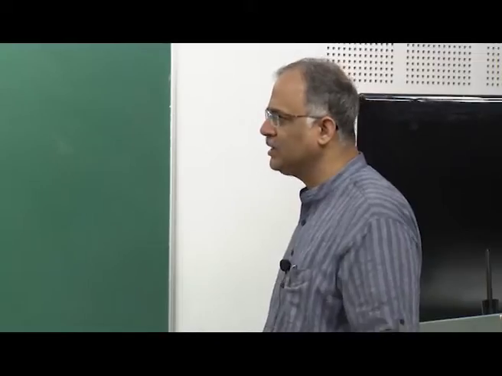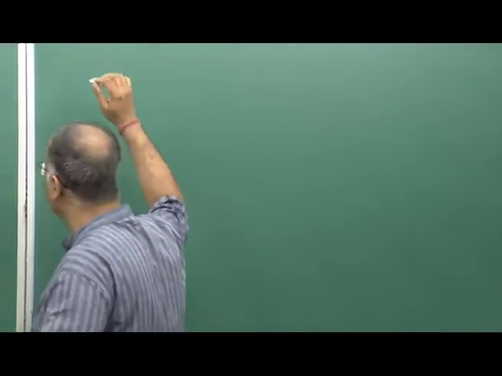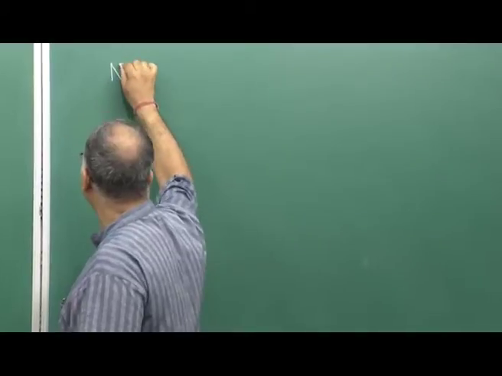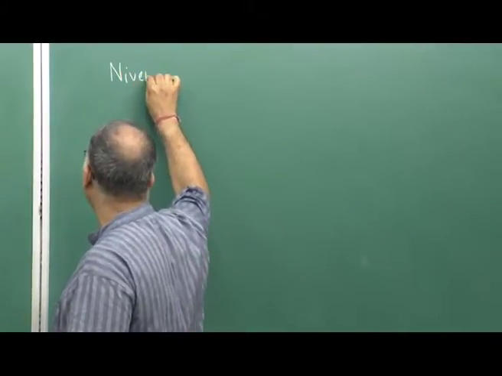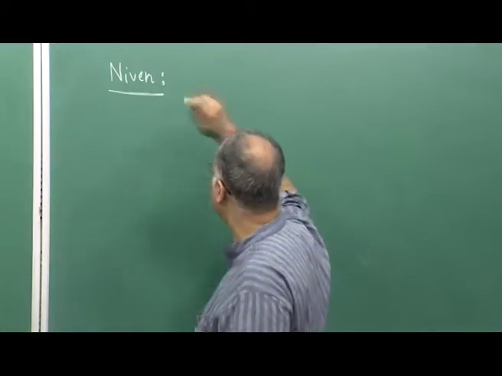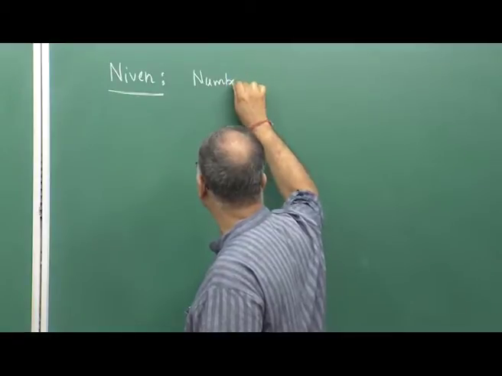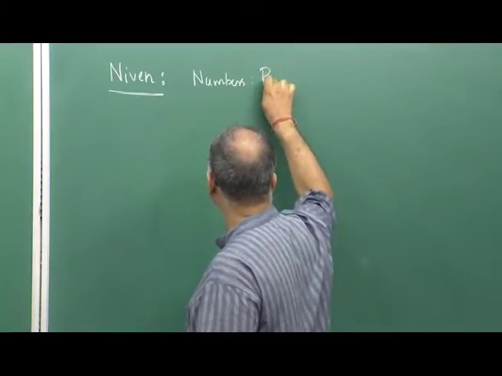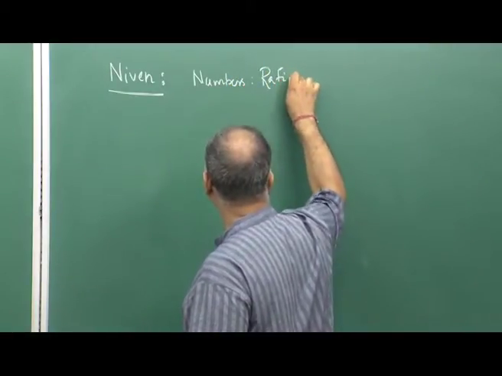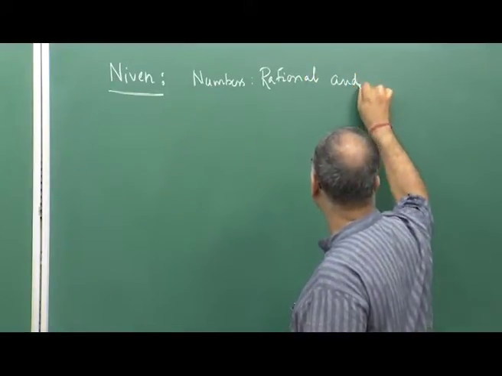Now, I will ask you the following question, and this is given in the beautiful book of Niven. Niven has this beautiful book which I think is not available nowadays, and it's not always available on the net. It's called Numbers, Rational and Irrational. It's published by the Mathematical Association of America. Niven was an old Canadian American mathematician.